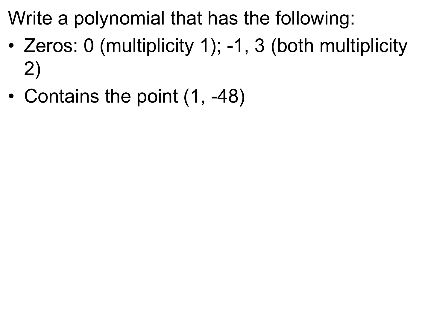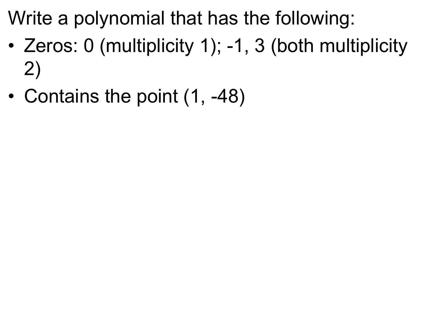On this problem, we're going the opposite direction. So they give us our zeros, or they give us some information, and they want us to write our polynomial. So they do give us our zeros. We have a 0 of 0, which they tell us has a multiplicity of 1, and a 0 of -1 and +3, which both have multiplicities of 2. And then they also tell us that it contains the point (1, -48).